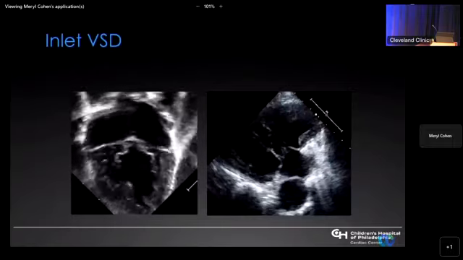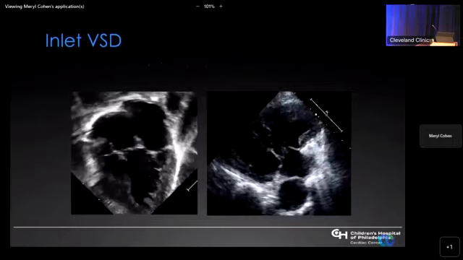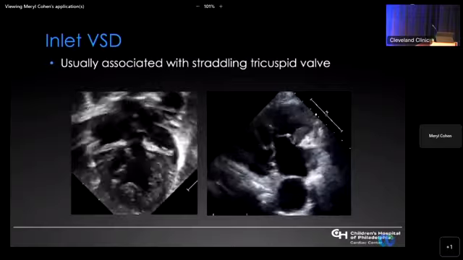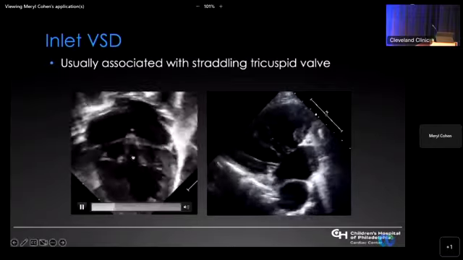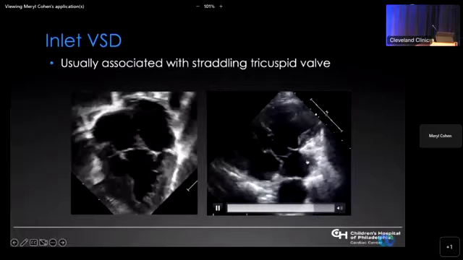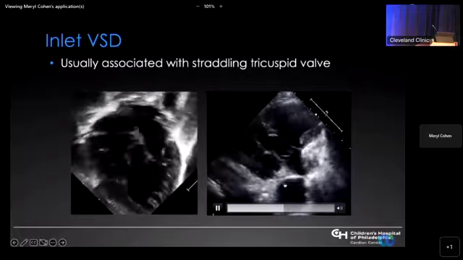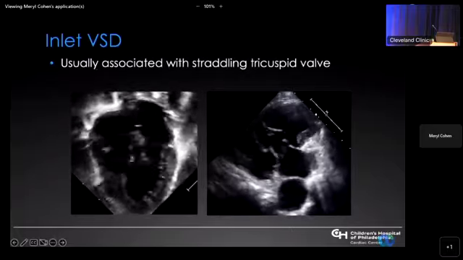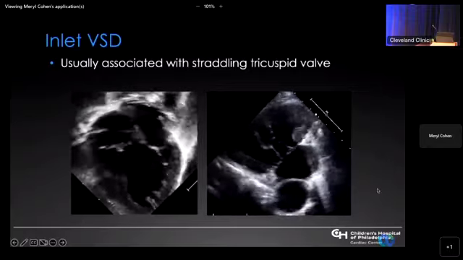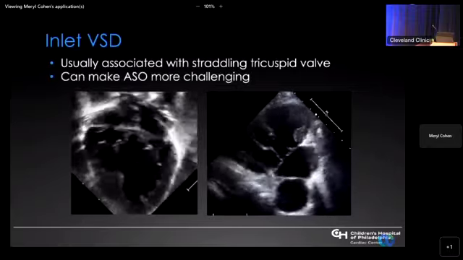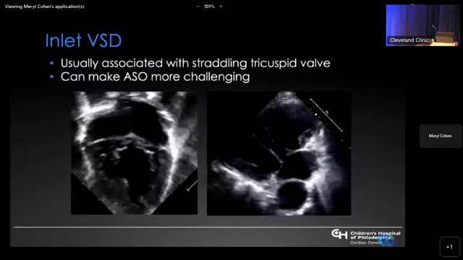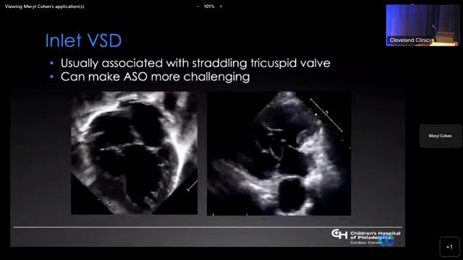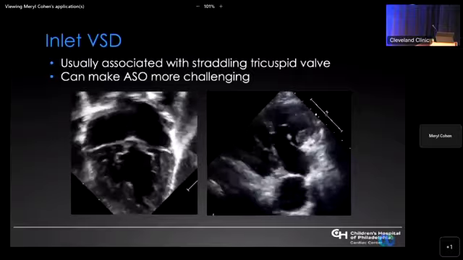Inlet VSDs, as Diane showed you, are often associated with straddling tricuspid valve, as you see in this apical four-chamber view here, as well as this parasternal long axis view. You can see this patient straddled so much that they needed a Fontan operation. And so really the arterial switch would be determined by how much straddling the tricuspid valve has and how hypoplastic the right ventricle might be.